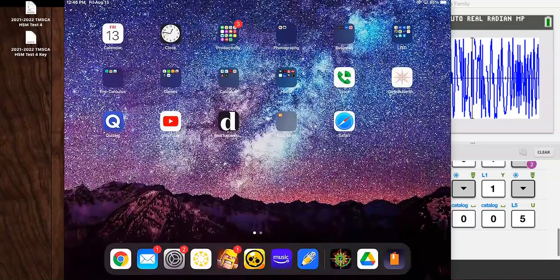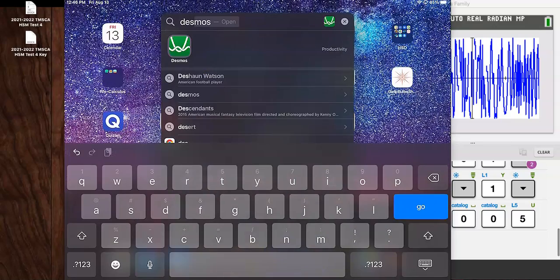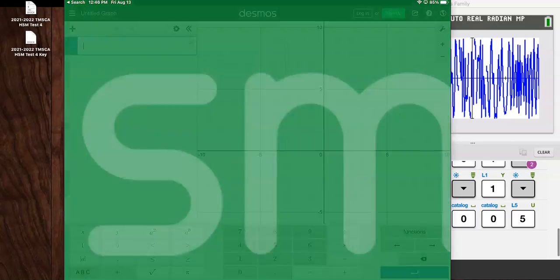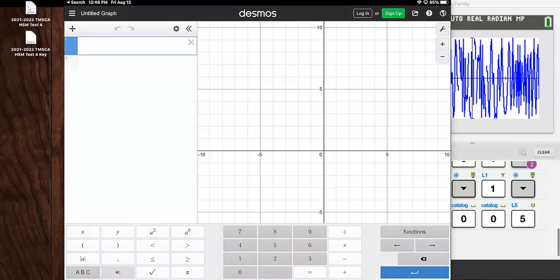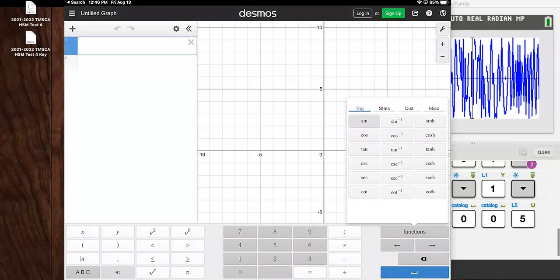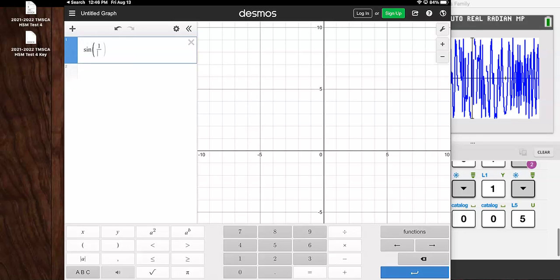Let me see if I can pull up Desmos. Desmos, sine of 1 over x, show it to me, please. Okay, yeah.